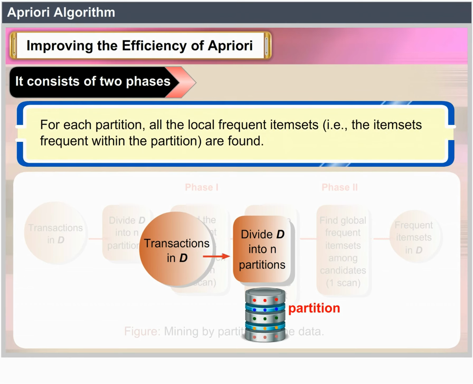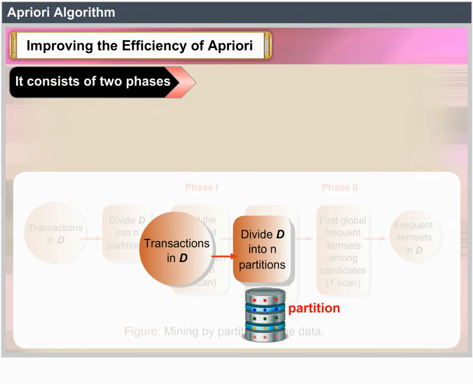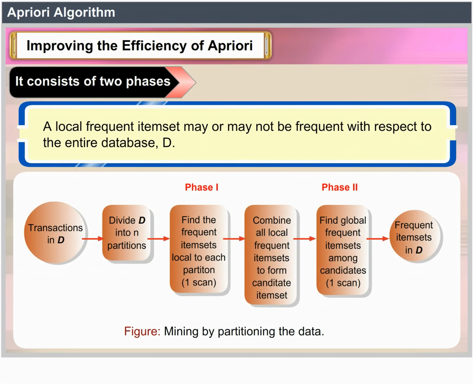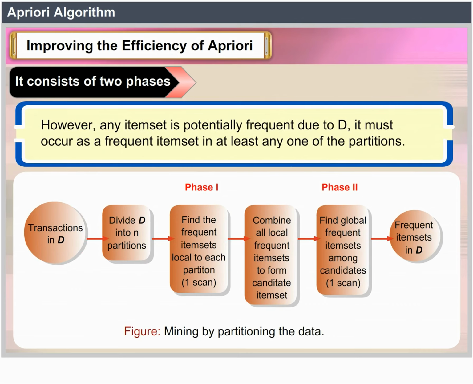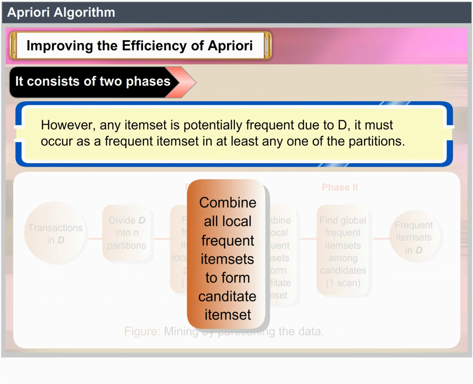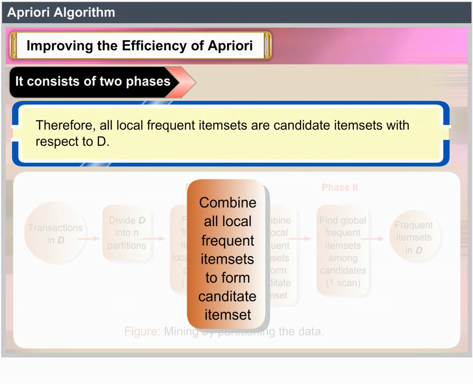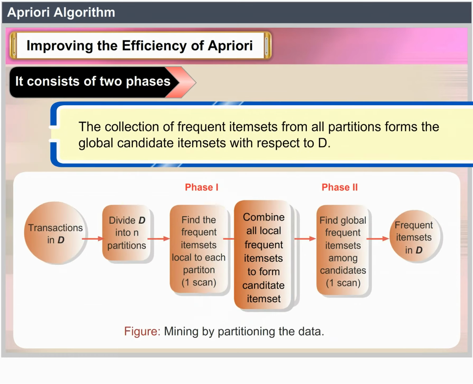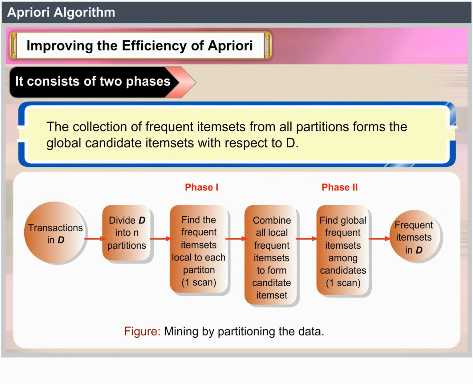For each partition, all the local frequent item sets, that is, the item sets frequent within the partition, are found. A local frequent item set may or may not be frequent with respect to the entire database D. However, any item set that is potentially frequent with respect to D must occur as a frequent item set in at least one of the partitions. Therefore, all local frequent item sets are candidate item sets with respect to D. The collection of frequent item sets from all partitions forms the global candidate item sets with respect to D.